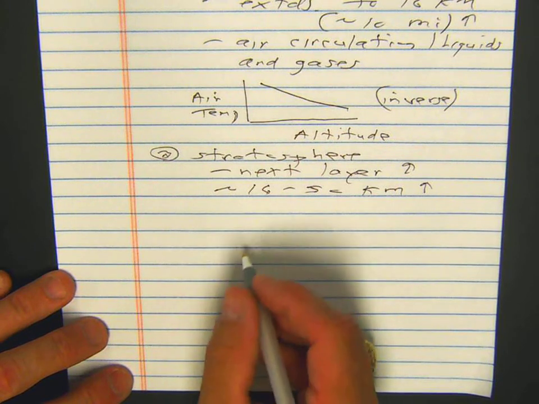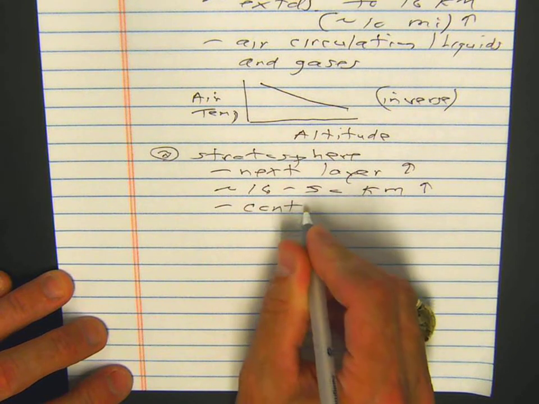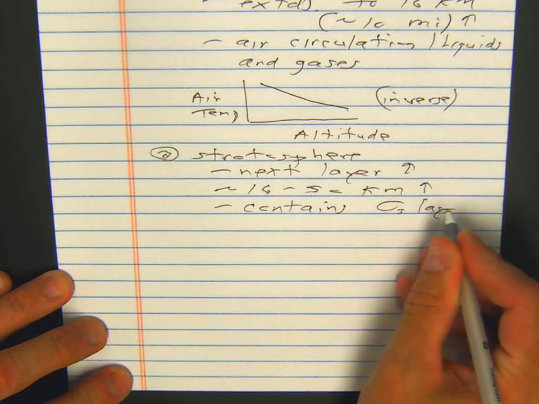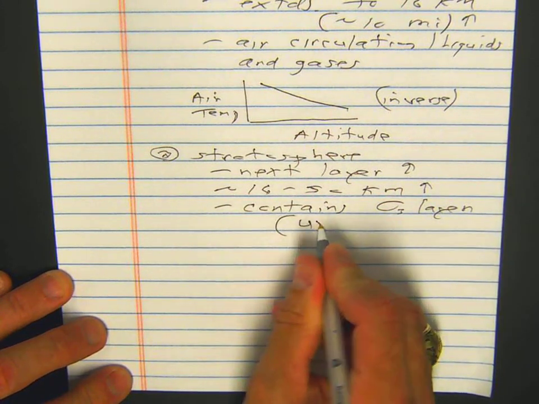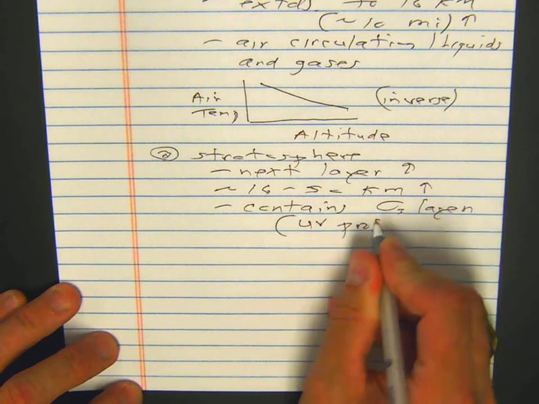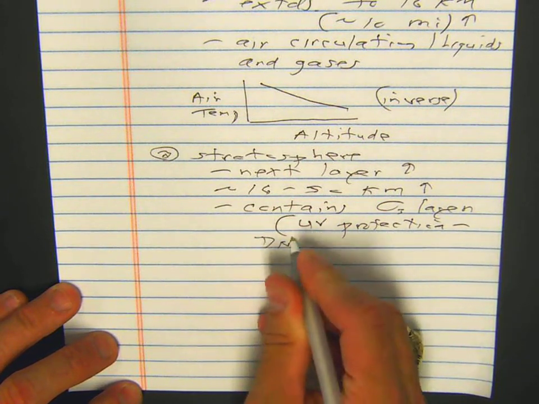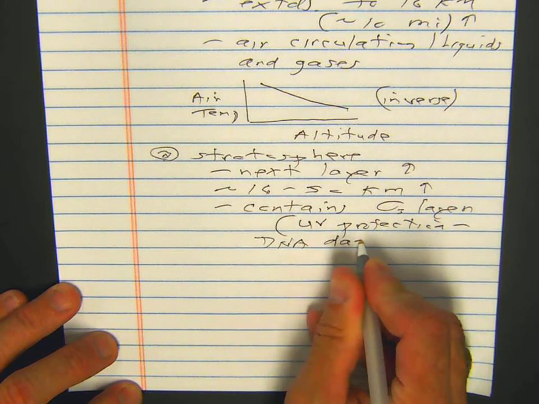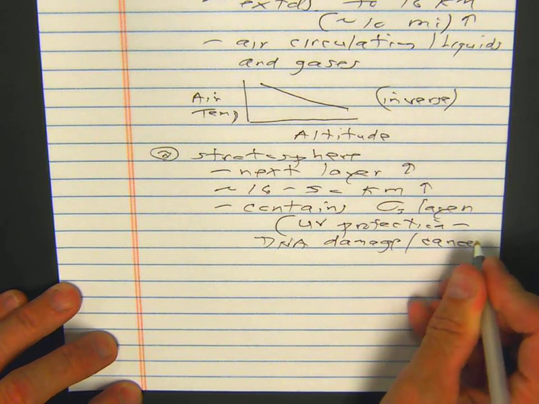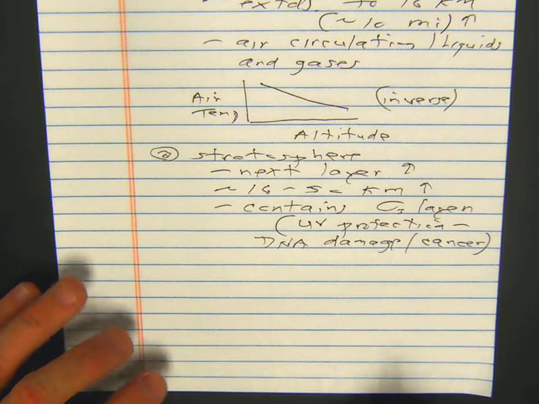One thing that's very significant here is that the stratosphere contains the ozone layer, which protects us against the ultraviolet rays of the sun. Otherwise we can have DNA damage and cancer in organisms caused by this. So a protective layer is this ozone layer.